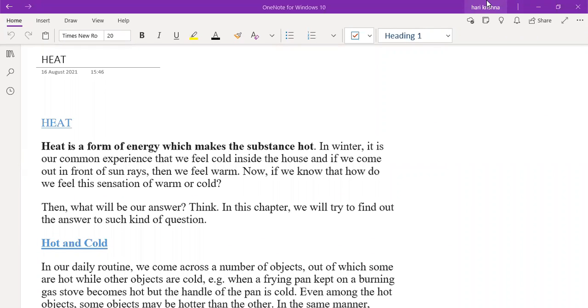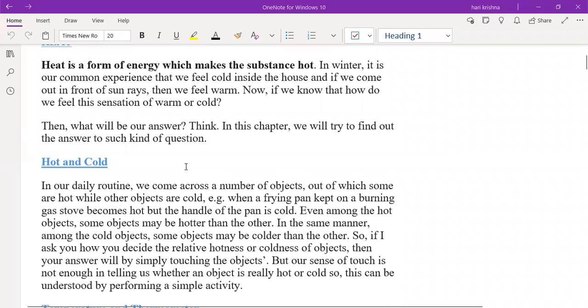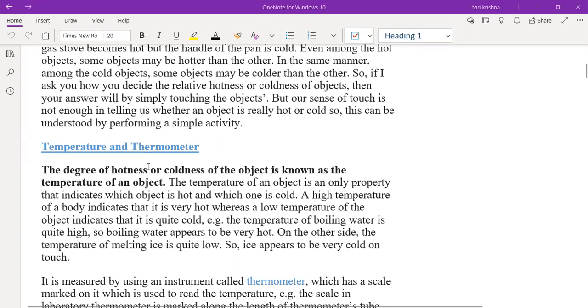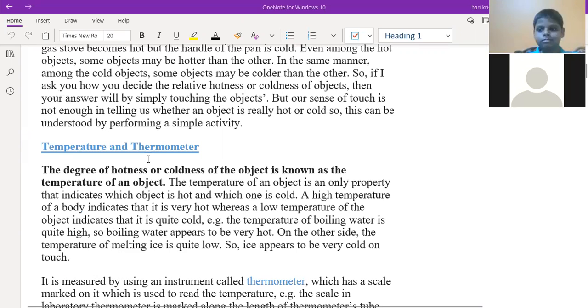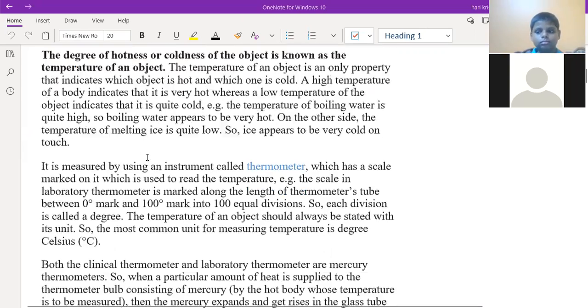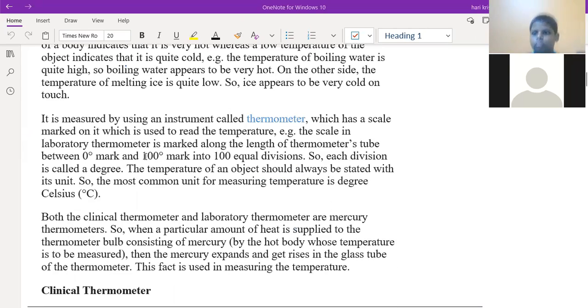So you can measure the heat in the form of temperature only. Whenever the temperature is high, you can say it is hot. Whenever the temperature is very low, you can say it is cool. Okay, so you can feel that sense whether it's hot, warm, or cold. So in this chapter, we're going to study what is hot, cold, temperature, and how you are going to measure the temperature, in both laboratory and clinical thermometers.